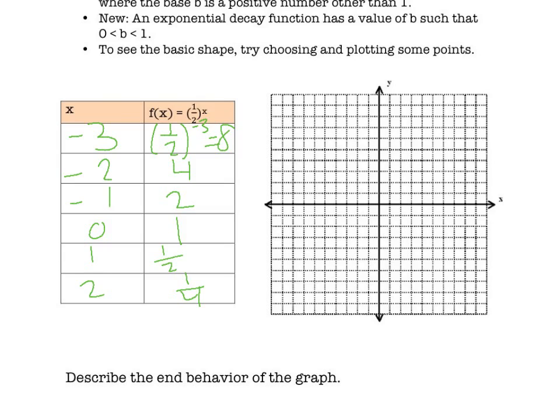So you might have noticed this is the opposite of the pattern that we were looking at with exponential growth, but we're going to plot these points just like we did in that first example. So the first one that I want to plot is -3, 8, and then -2, 4, -1, 2, 0, 1, 1, 1/2, and 2, 1/4.